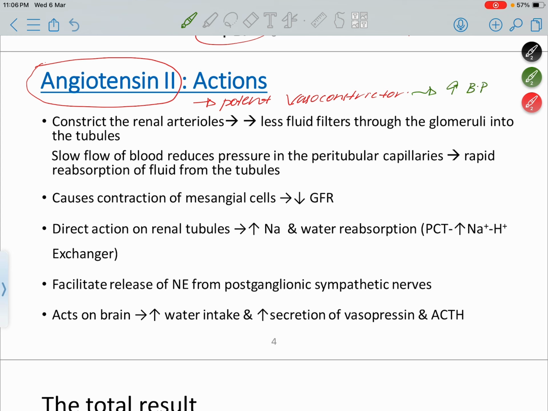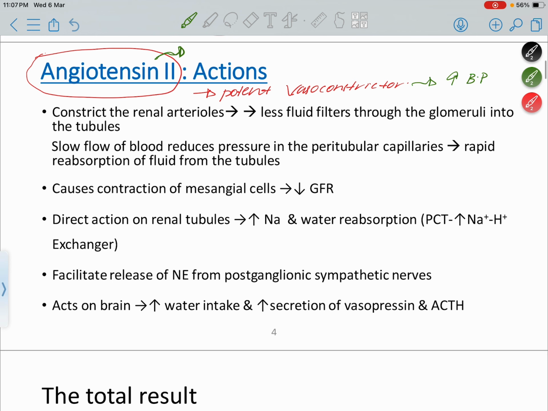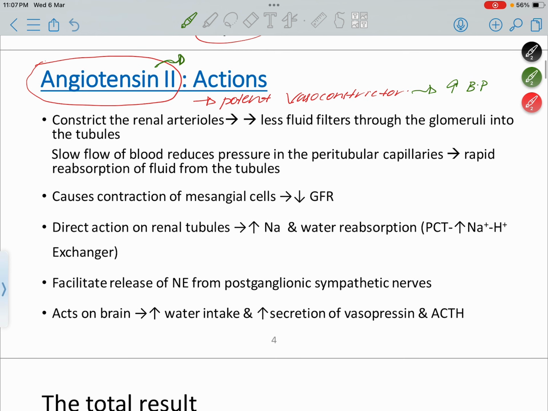Next, angiotensin 2 increases synthesis and secretion of aldosterone, which increases sodium and water reabsorption from the kidney. So sodium and water reabsorption from the kidney occurs when angiotensin 2 is activated. It also causes contraction of the mesangial cells. If there is a contraction of mesangial cells, there is a decrease in GFR.